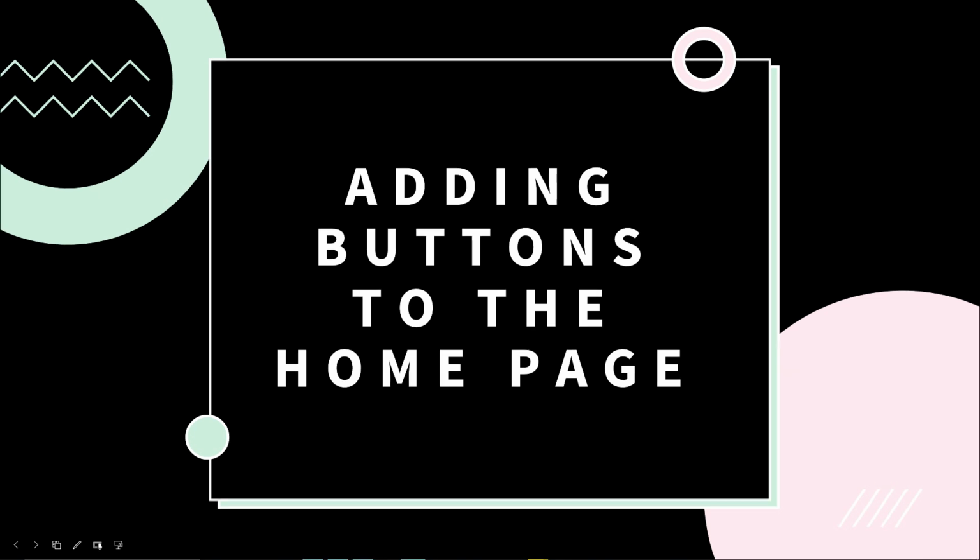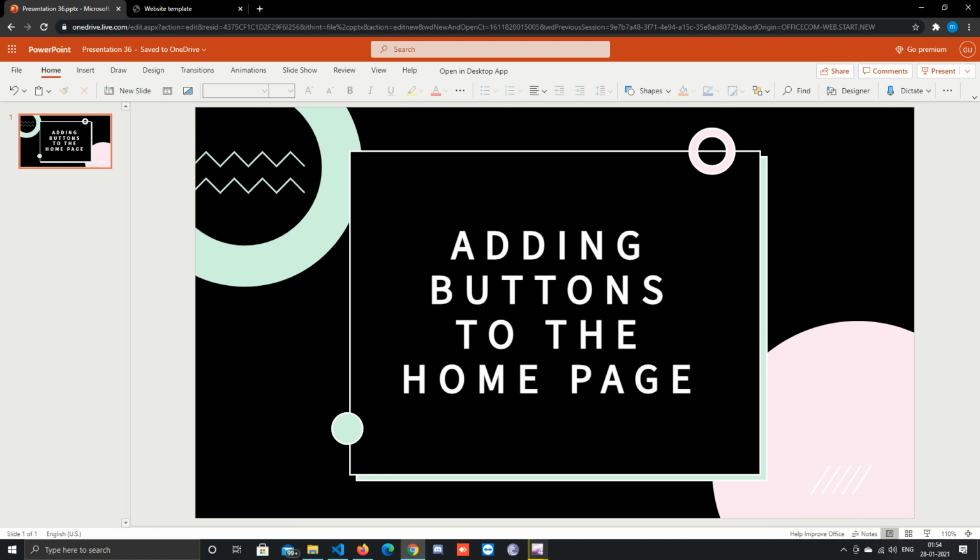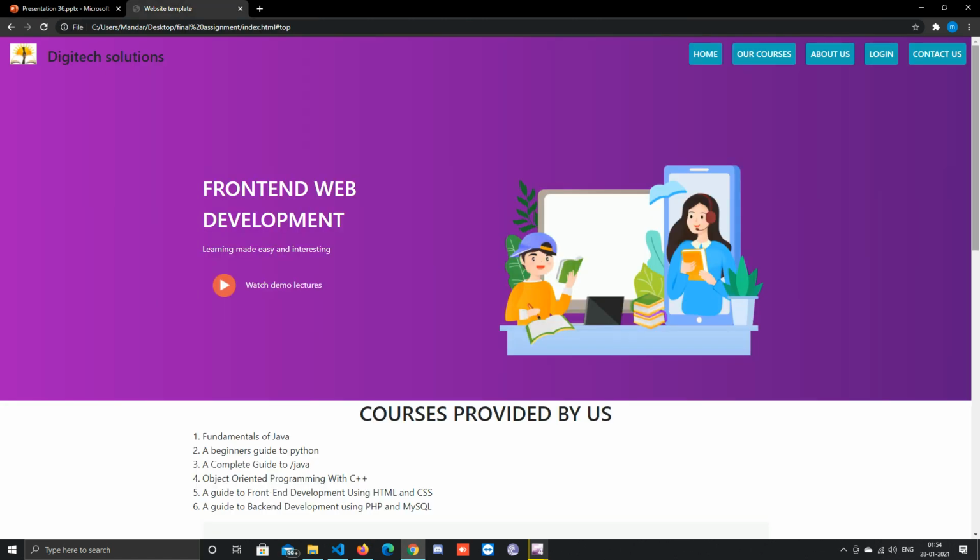This video is about adding buttons to the home page. As we saw on our website, there we have included 5 buttons in the navigation bar. And also there's one button in the banner section over here. So let's see how to add buttons to the home page or to your website.